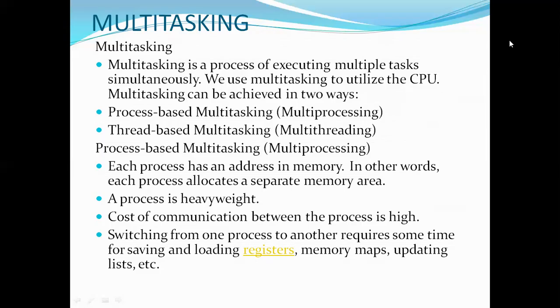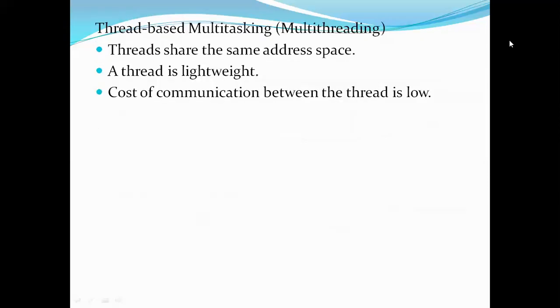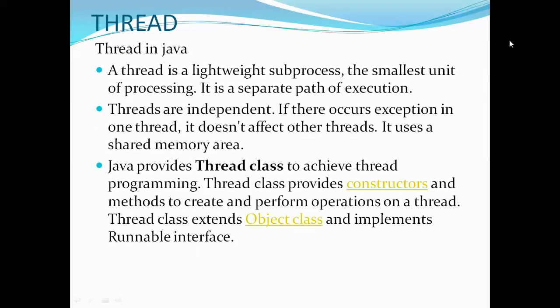Now, what is process-based multitasking? In process-based multitasking, each process allocates a separate memory area, and a process is heavyweight, and the cost of communication between two processes is very high, and it requires more time to switch from one process to another. Whereas in thread-based multitasking, threads share the common address space, a thread is lightweight, and the cost of communication between threads is low.